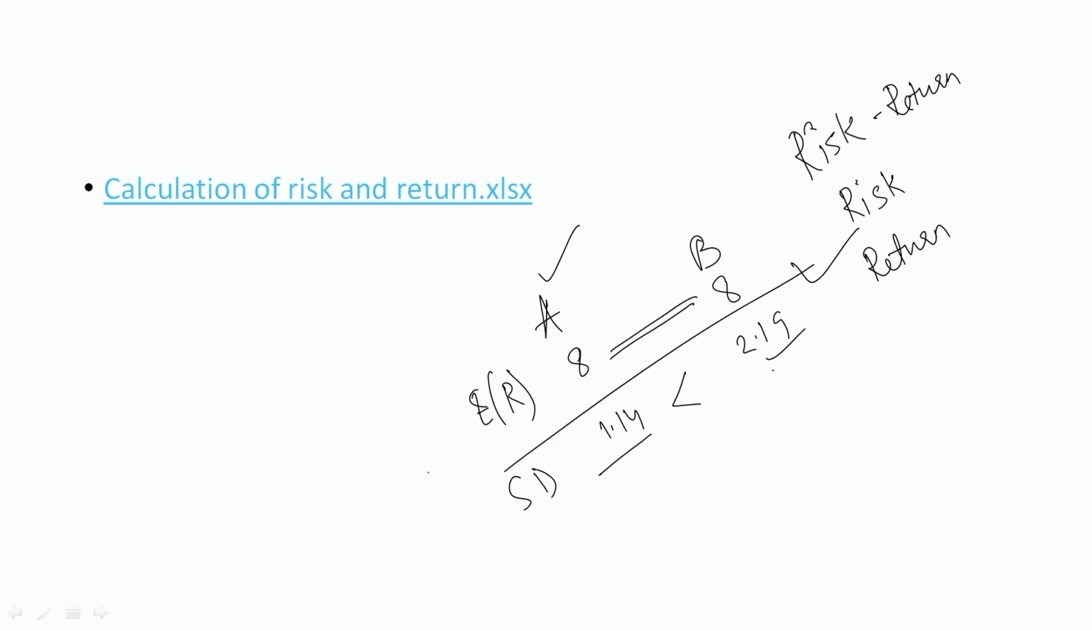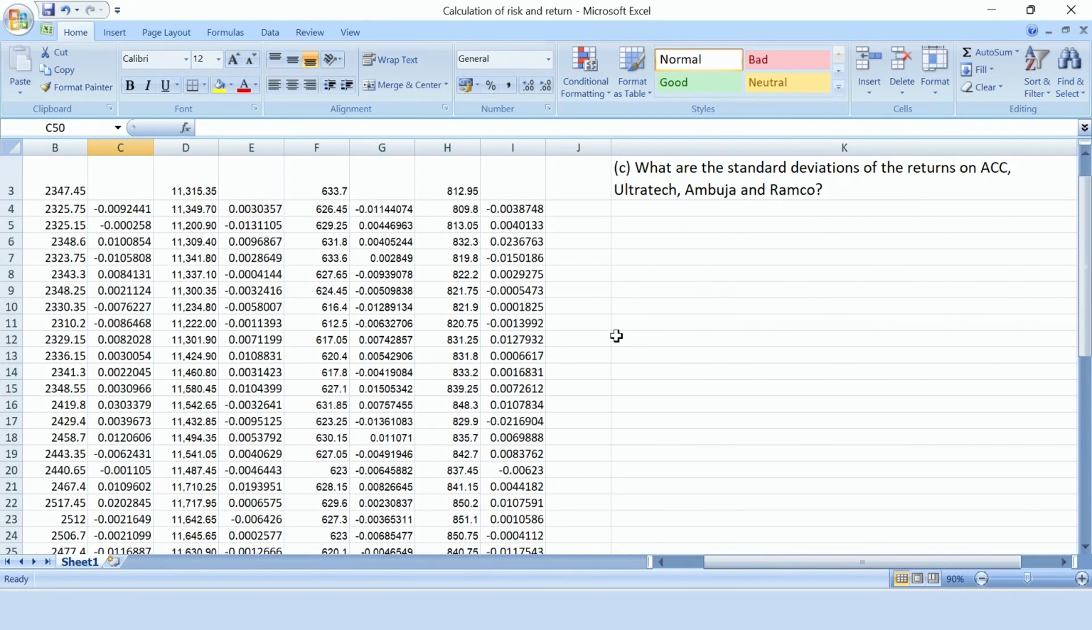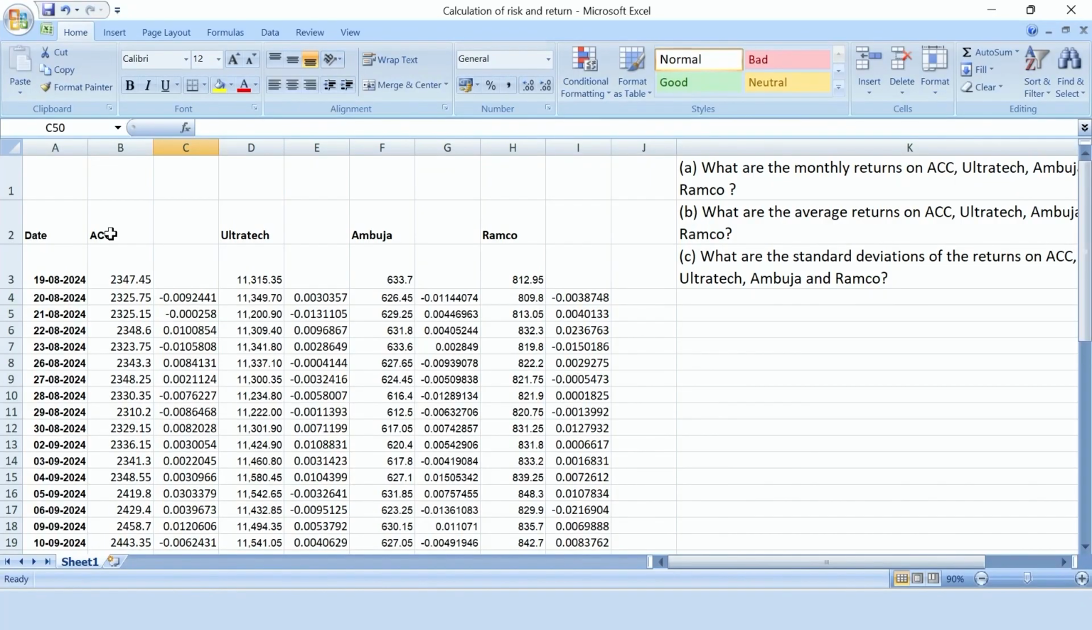Now I am going to explain this with the help of an Excel example. These are 4 companies. I have taken the prices from moneycontrol.com. You can take it from moneycontrol.com or investing.com or any other website of NSE or BSE. There are different sites through which you can get that secondary data, or we can say the historical data of any particular company.